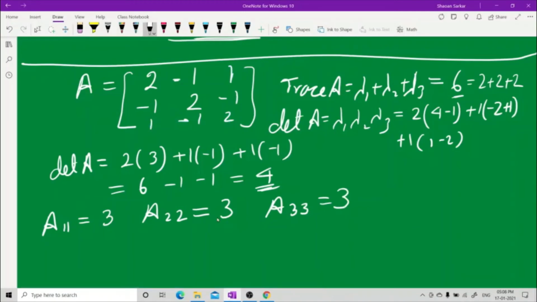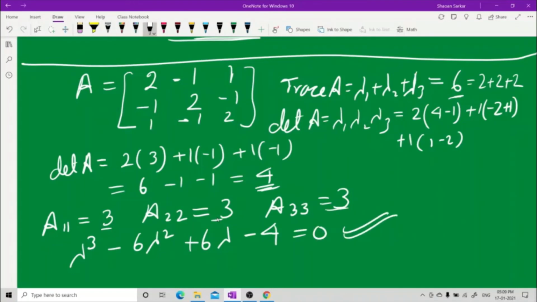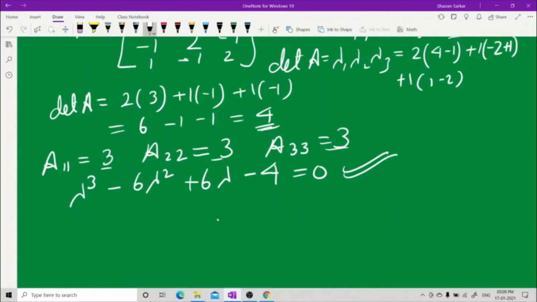You get 3. Now lambda cube minus 6 lambda square, then 3 plus 3 plus 3, plus 6 lambda, minus determinant, minus 4 equal to 0. This is the characteristic equation. Now I have to show that this equation is satisfied by the matrix.